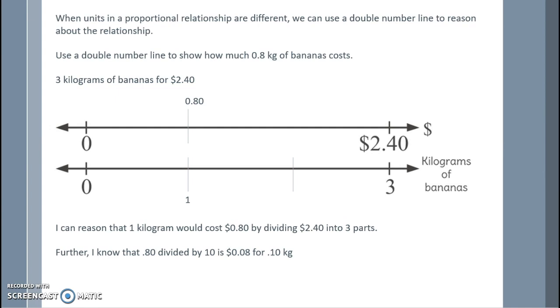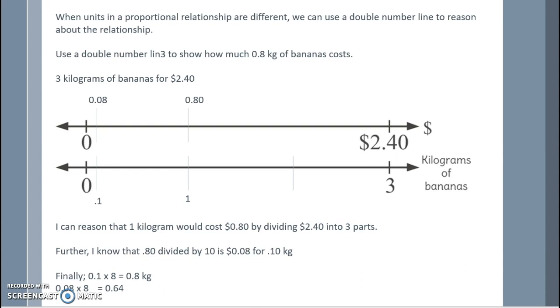Further, I know that 80 cents divided by 10 is 8 cents, or 1/10 of a kilogram. Then I can reason back towards the 3 by saying that 1/10 times 8 is 8/10 of a kilogram, and 8 cents times 8 is 64. So therefore, 8/10 of a kilogram of bananas would cost us 64 cents.